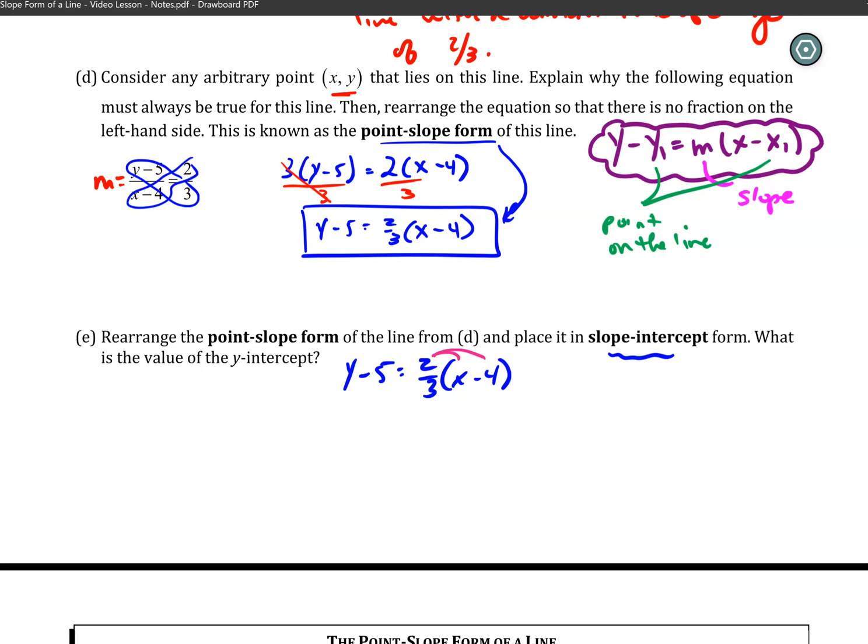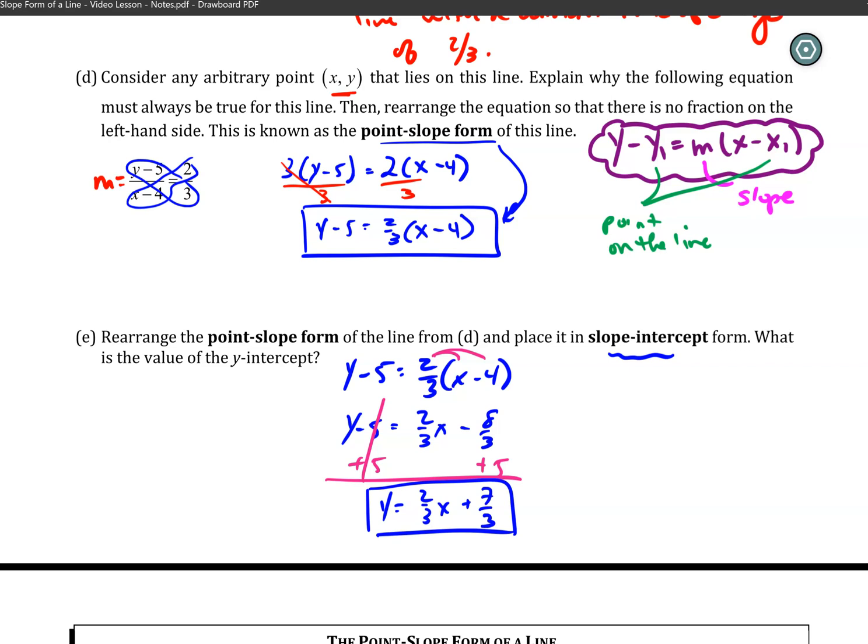So I'm just going to distribute. I'm going to get y minus 5 is equal to 2/3 x minus 8/3. And now I'm just going to simply add the 5 over. That will cancel on the left. So I'm left with y is equal to 2/3 x and negative 8/3 plus 5. That would be 15/3, so that's positive 7/3. So now I have it in y equals mx plus b form.